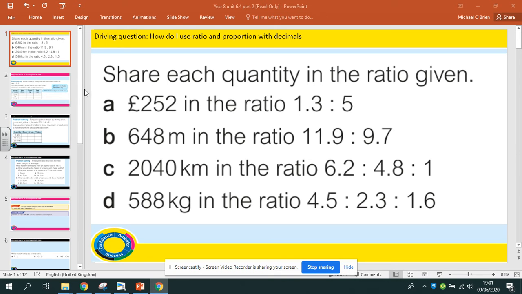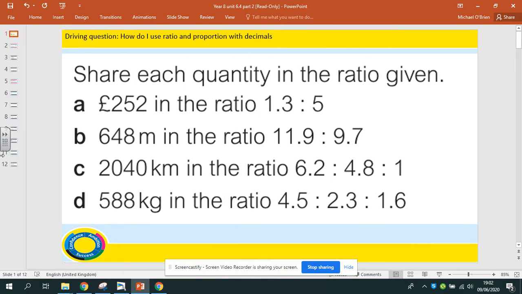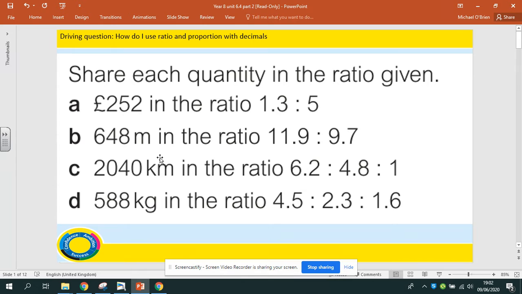Hello, welcome to the next part of our lesson, our driving question on how do I use ratio and proportion with decimals. First thing I'm going to do before I start is try and get rid of these, because otherwise we may have a little bit of trouble a bit later when I start reducing the size. So here we go.